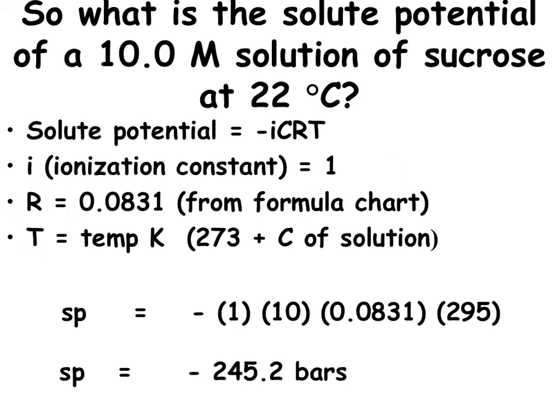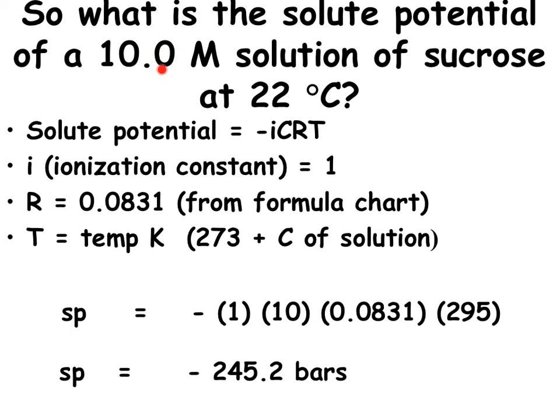T we know is going to be our temperature in Kelvin. They told us that we're working with 22 degrees Celsius, which means that we're going to be adding that 22 to 273, which should give us a final number of 295. So then it's just about multiplying all of these. 1 times 10 times 0.0831 times 295, keeping in mind that it's going to be negative. So your answer would be negative 245.2 bars. How do you know how many sig figs that you need to keep it to? Let's look at the question.